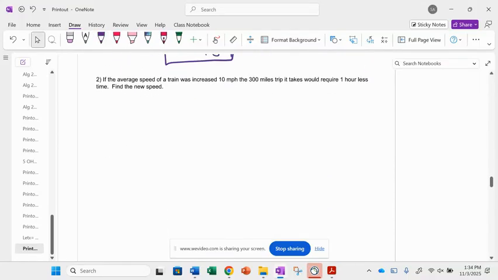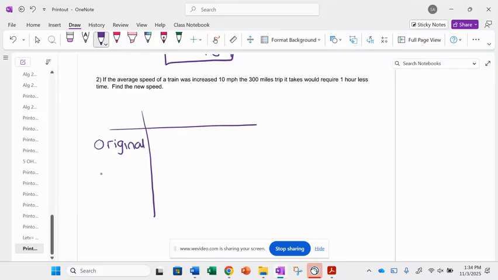All right, next one. The average speed of a train was increased 10 miles per hour. The 300-mile trip it takes would require 1 hour less time. Find the new speed. So this is a distance speed problem. So I'm going to make a table. I'm going to have original and increased.